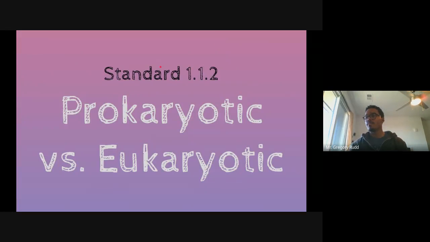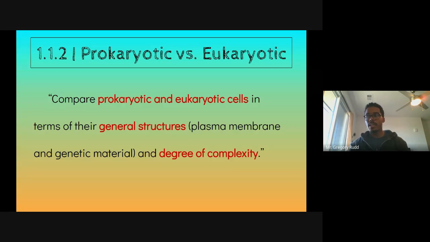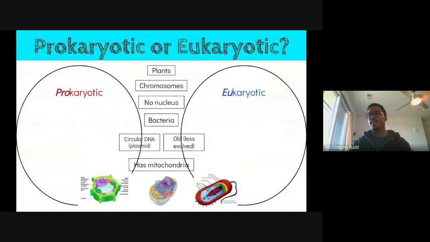Okay. The second standard from this unit, prokaryotic versus eukaryotic cells. It states that students should compare prokaryotic and eukaryotic cells in terms of their general structures, plasma membrane and genetic material, and degree of complexity. All right, so let's take a look at this.